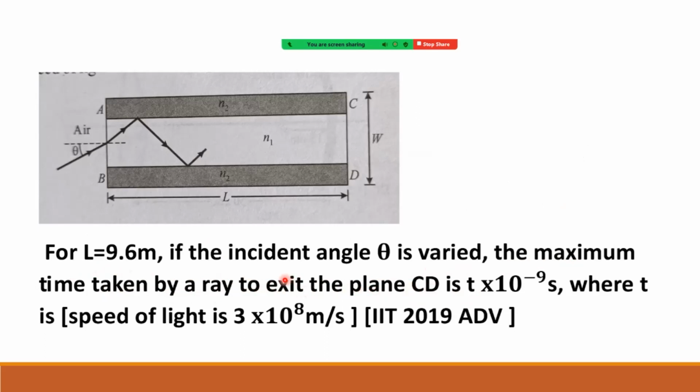This is same as the previous question. When theta is maximum, R is also maximum. When R is maximum, 90 minus R is minimum, right? When that is greater than C, this undergoes complete reflection. So same as the previous one, but slightly modified. Let us see how to start it.